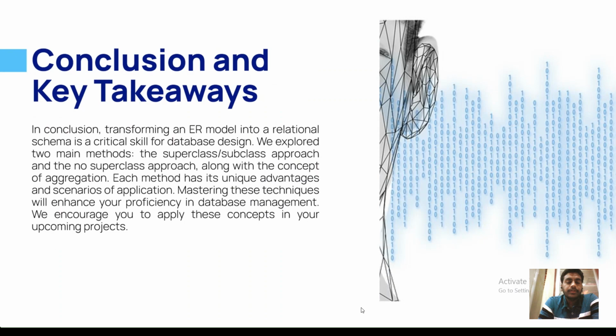Conclusion. That's all for this session of ER to relational model conversion. In conclusion, transformation of an ER diagram into a relational schema is a crucial skill for database design. We explored two main methods, the superclass-subclass approach and the no superclass approach, along with the concept of aggregation. Each method has its unique advantages and scenarios of application. Mastering these techniques will enhance your proficiency in database management.